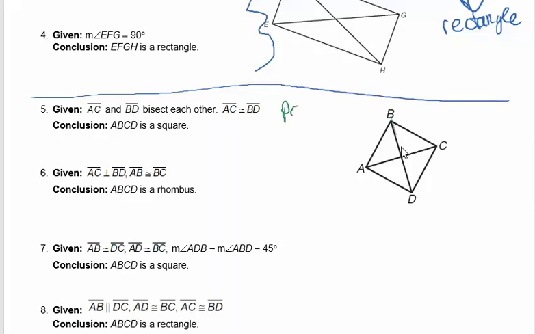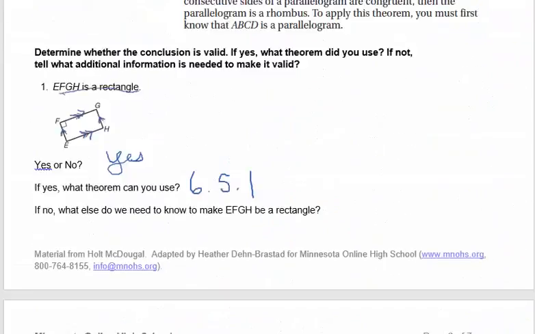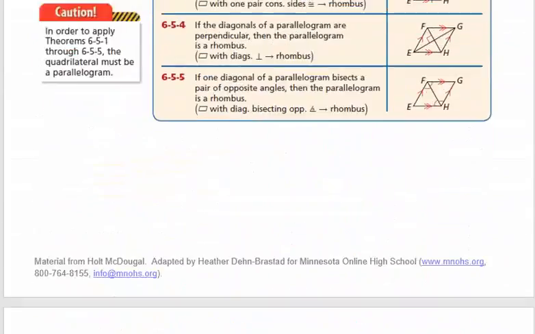So that would be the first thing you'd check for. Again, it is a parallelogram. Check, yes. And then also we have that AC is congruent to BD. So if you have a parallelogram and the diagonals are congruent to each other, does that mean anything?